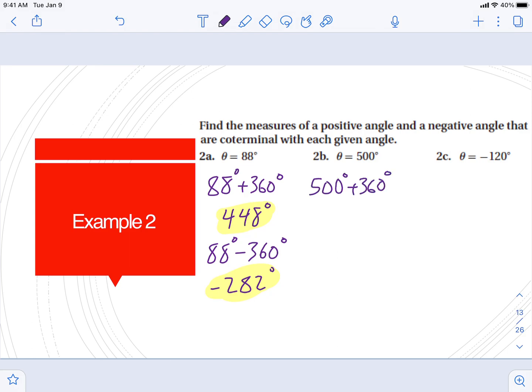Now a lot of times we can just take the angle and add 360 and we will get a positive coterminal angle, right? So for this one we add 360, we get 860. And that one is coterminal and it's positive. But sometimes we've got to add or subtract more than once.